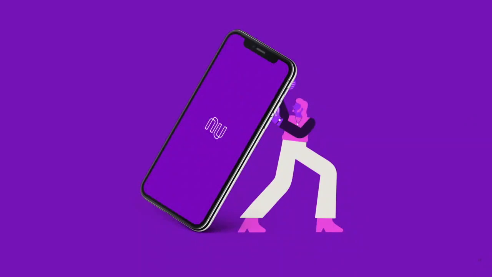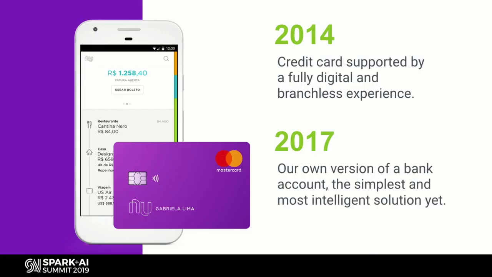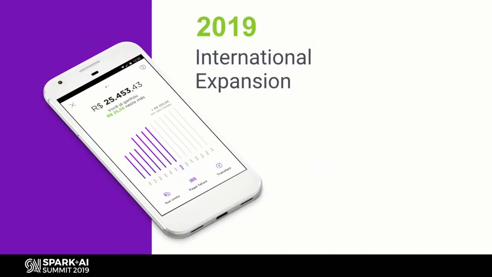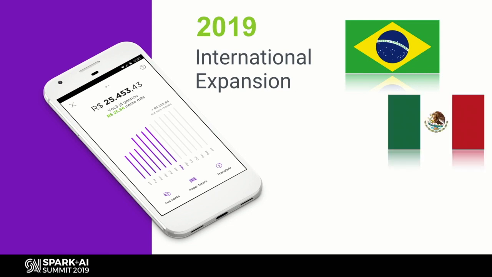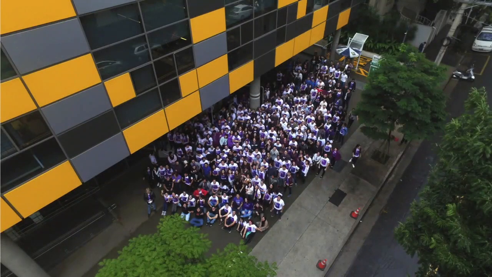Before we start, I want to tell a little bit of a story about Nubank. Nubank is the biggest fintech, a 100% fully digital bank outside Asia. We started as a credit card issuer in 2014, and in 2017, we started our own version of a bank account. We have other products like rewards and lending products as well, but these are the main ones. In 2019, we started international expansion. We are in Brazil right now, but we're expanding to Mexico, Argentina, and we also have an engineering hub in Berlin.